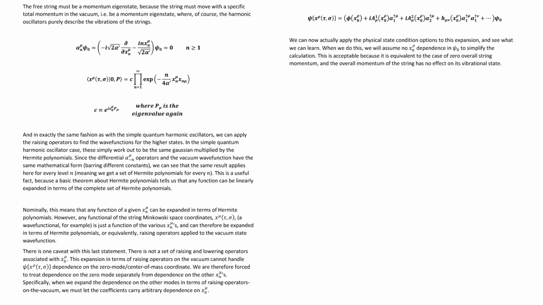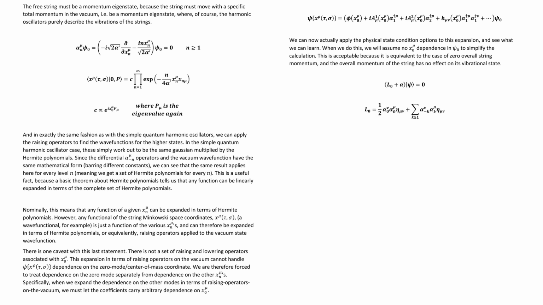We can now actually apply the physical state condition options to this expansion and see what we can learn. When we do this, we'll assume no x_0 dependence in ψ_0 to simplify the calculation. This is acceptable because it's equivalent to the case of zero overall string momentum, and the overall momentum of the string has no effect on its vibrational state. We will start by applying this constraint. For the lowest level terms, the calculation proceeds as follows.